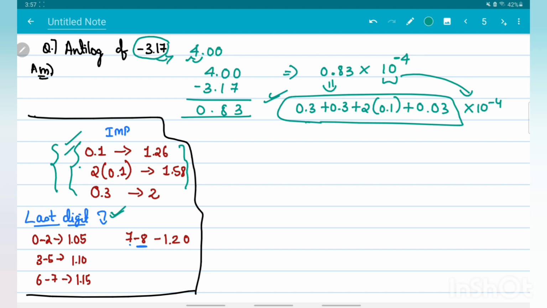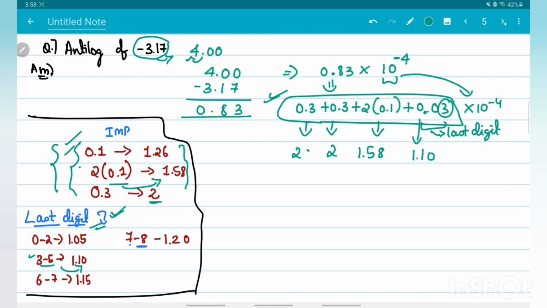And then in the last, 10 to the power minus 4 will come. Now simply we're going to substitute the values. This 0.3 will take the value of 2, and this 0.3 will also take the value of 2. Now here 2 into 0.1 is 1.58, so we are going to write it as 1.58. Now this was our last digit of decimal, so it will take the value of last digit numbers. Now in the last digit part we have got 3. So in this last digit values, whenever we have got a number from 3 to 5, we are going to put the value 1.10.